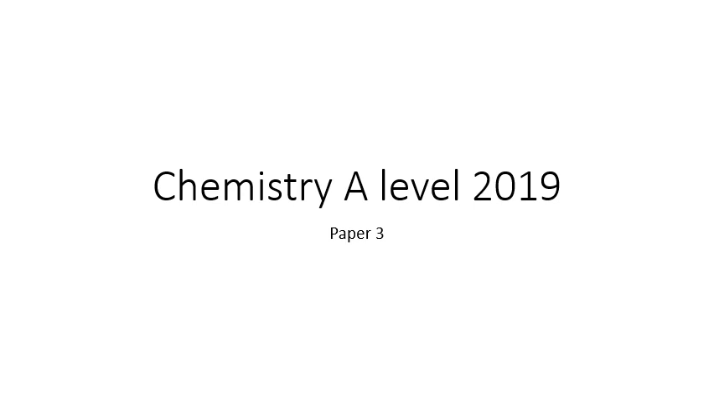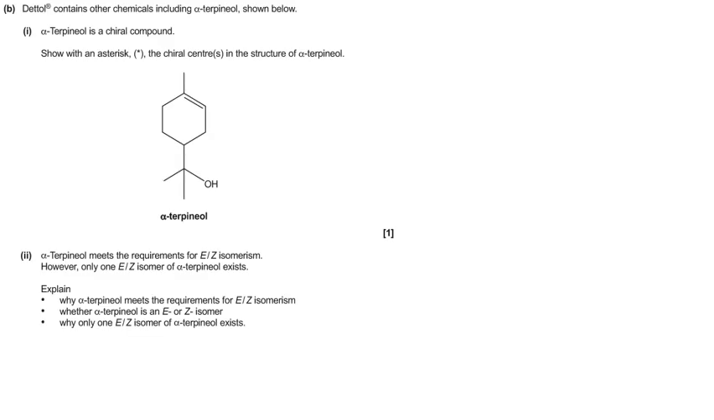Okay, we carry on with paper 3 2019, and this is part B, question 4. Dettol contains other chemicals including alpha terpineol, which is shown below. It's a chiral compound, and the first thing we need to do is show with an asterisk the chiral center. Now you remember that the chiral center is a carbon that has 4 different groups hanging off it. So if we look at this one, this group, this group, this group, and the hydrogen, they're all 4 different groups. So that's our chiral center there, and we would mark that with an asterisk.